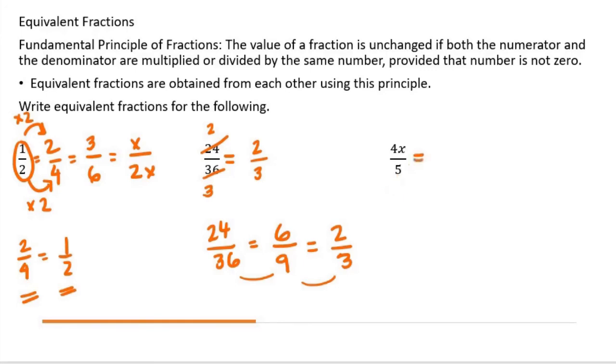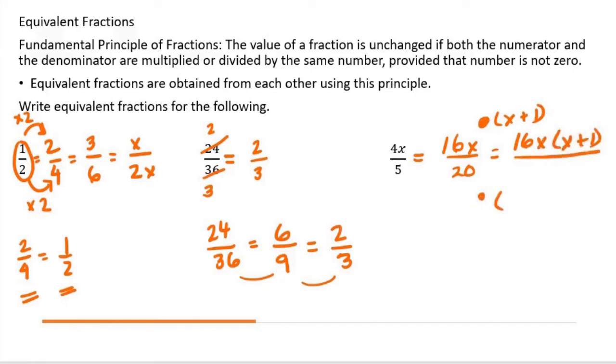Perhaps I want to multiply by 4, in which case I get 16x/20. Perhaps I'd like to multiply top and bottom by x plus 1. So if I multiply the top by x plus 1, let's write multiplication as a dot here to avoid the x's, I would get 16x times x plus 1. Means I also, of course, have to multiply the bottom by x plus 1, so I would get 20 times x plus 1.